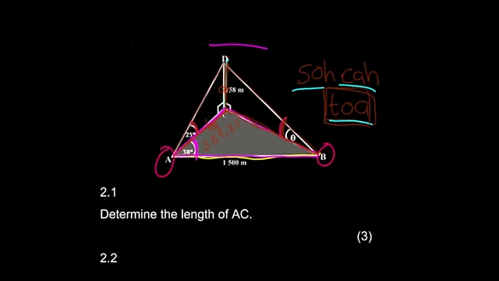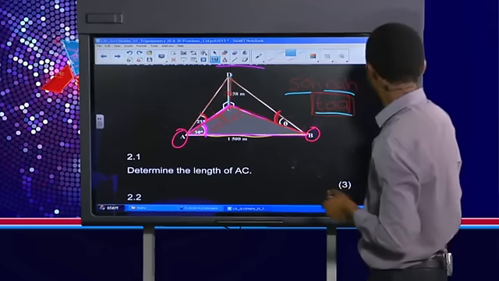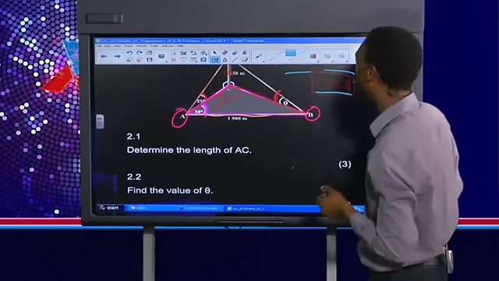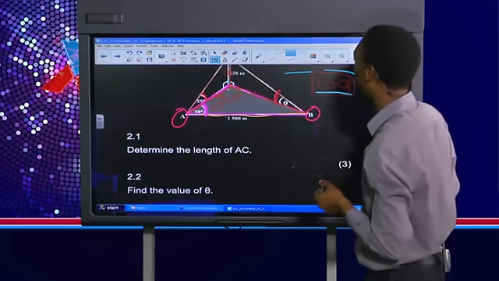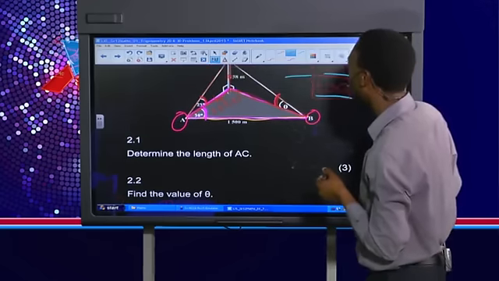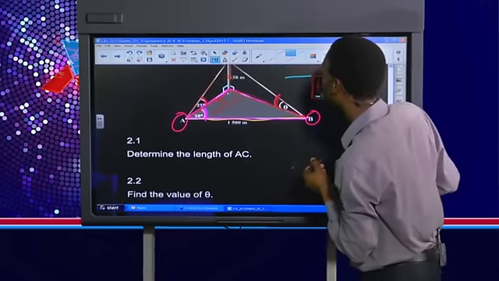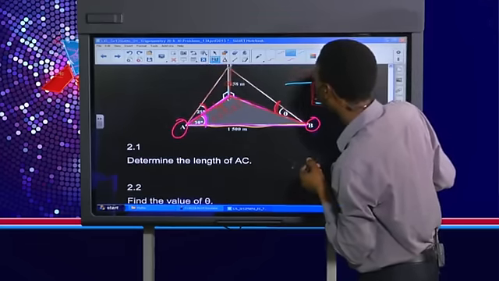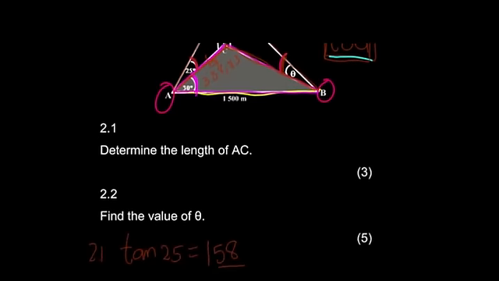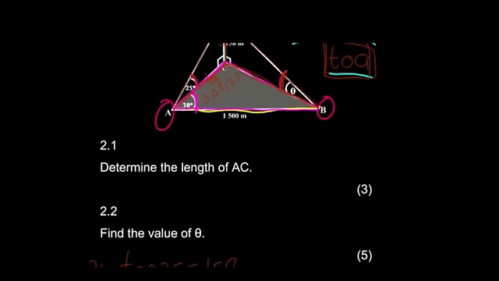Are we going to use the sine rule or the cosine rule? It depends on what we're given. We can actually use the sine rule. Okay, let's see. Let's try the cosine rule rather, because we've got an included angle. So we've got the 2 sides and an included angle, so it means we can use the cosine rule, not the sine rule.